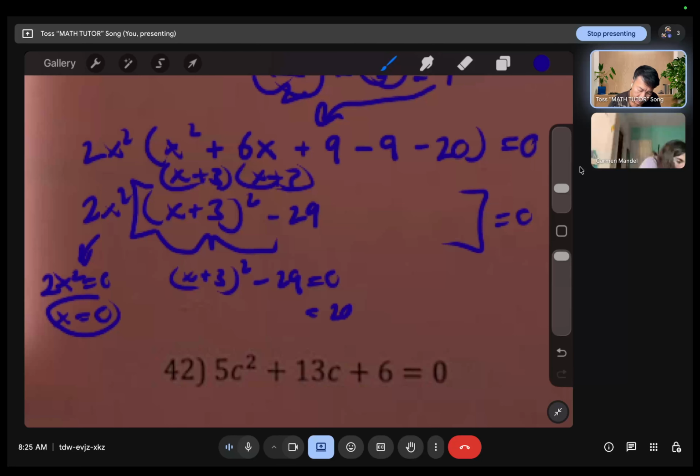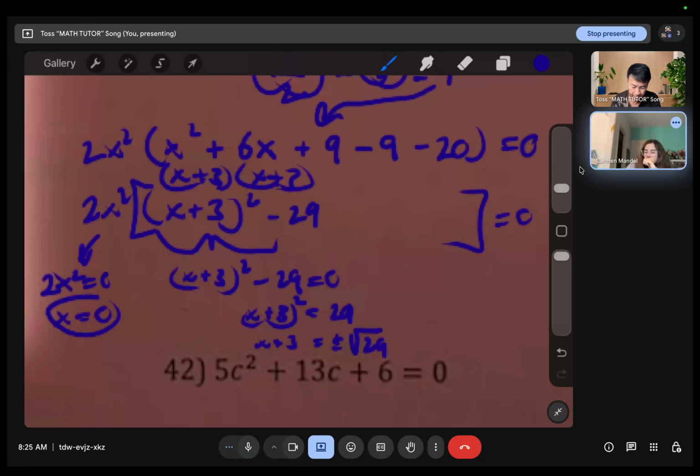Add 29 to both sides, and you're left with this here. Square root both sides. I don't do that, but I think you guys do this. But when you square root both sides, you get a plus or minus on the other side, 29. And then you have x plus 3. Why do you put a plus or minus?